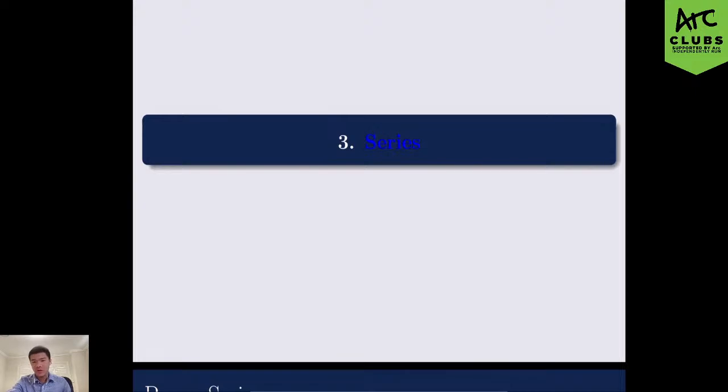Yeah, thanks Ronald for going through that. We're going to go through the last two sections of this course, which will be on series, and a nice little last section on Laplace and Fourier transforms.